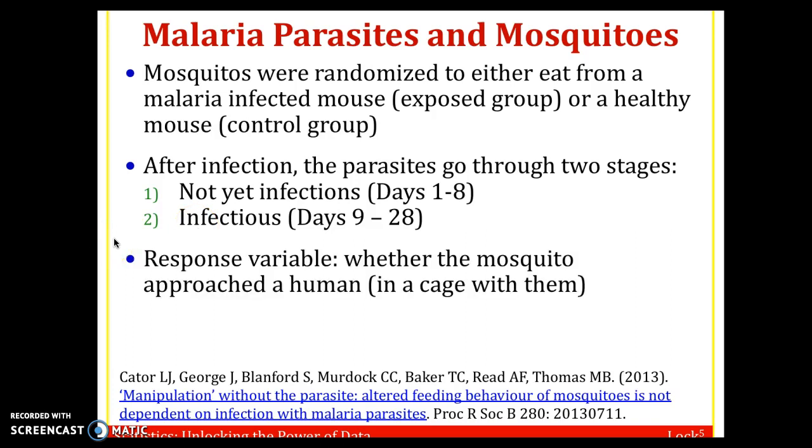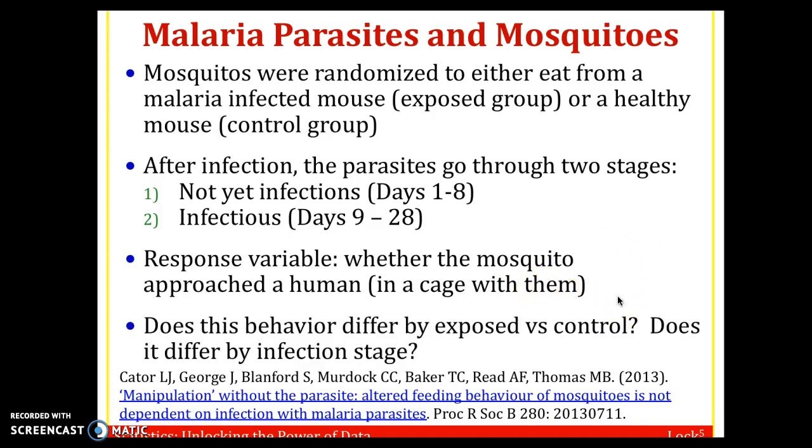The study was to check whether the mosquito approached a human in a cage with them. So the humans were put in cages with mosquitoes. At both these intervals, the not yet infectious stage and the infectious stage, they want to know: does behavior differ between the exposed mosquitoes versus a control? That's going to be one study. And then looking at, does it differ by the infectious stage? So day 1 through 8 or day 9 through 28.